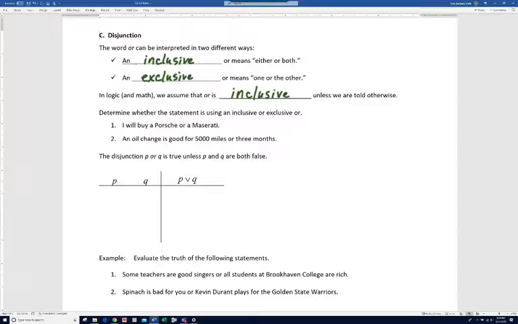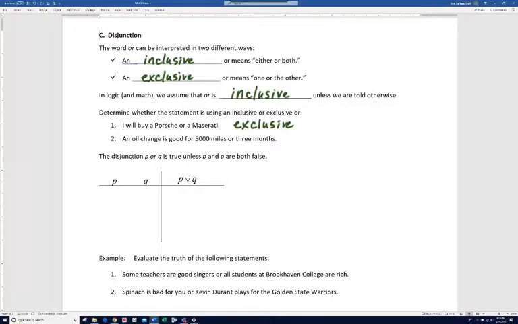Okay, so here it says determine whether this statement is using an inclusive or an exclusive or. Number 1, I will buy a Porsche or a Maserati. Well, I'm probably buying one or the other, not both. In fact, I would be lucky to buy either one of these, as would most people. So this would definitely be the exclusive or.